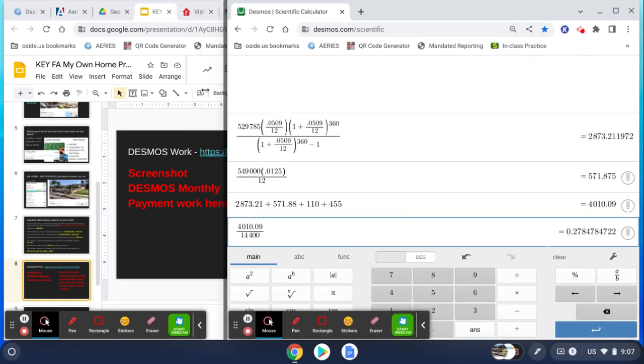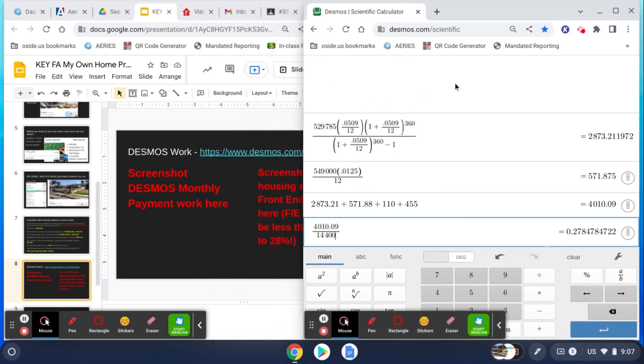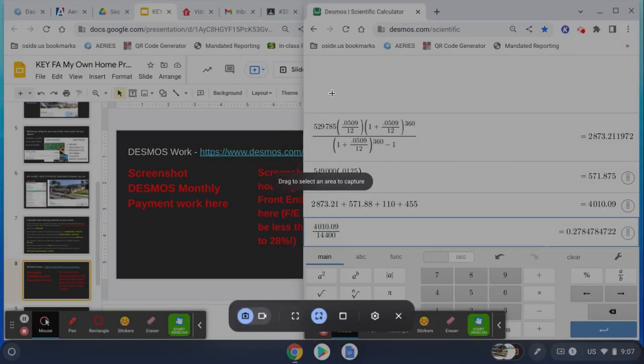Okay, I have to screenshot this work in. So I'm just trying to make it look with a little bit less dead space.